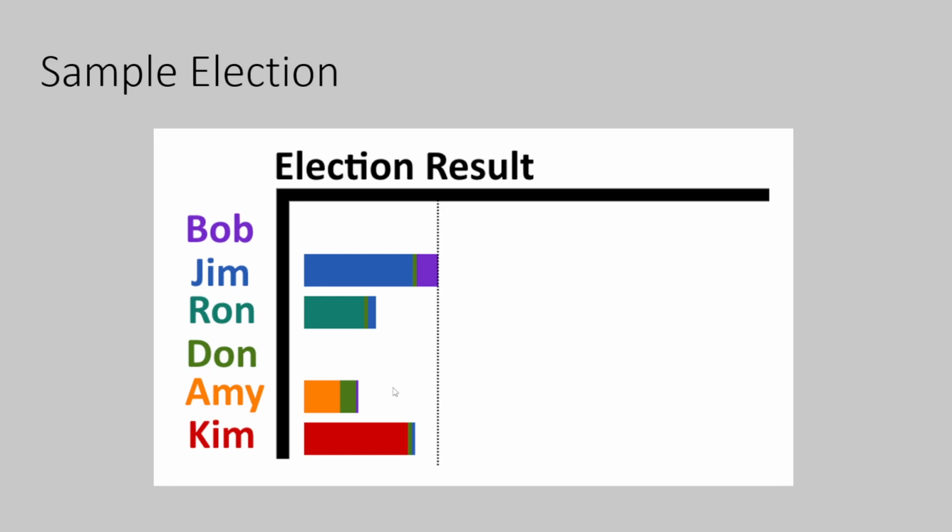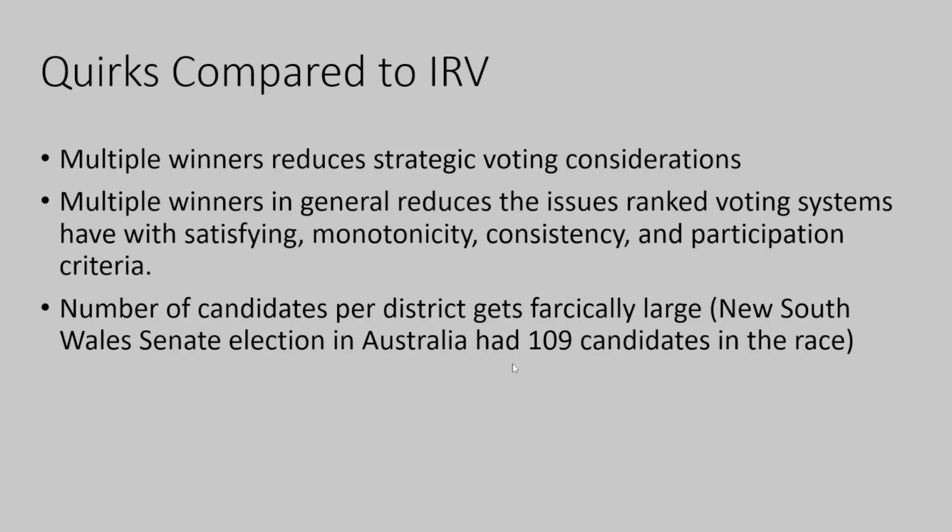As you can see here though, we still only have one winner, so now the next largest loser, Amy, is eliminated and her voters are distributed to their next choice. Her voters and the Don voters who ranked Amy next overwhelmingly prefer Kim, so they almost all go towards Kim. Now Kim is over the threshold, so her voters are distributed to their next choice.